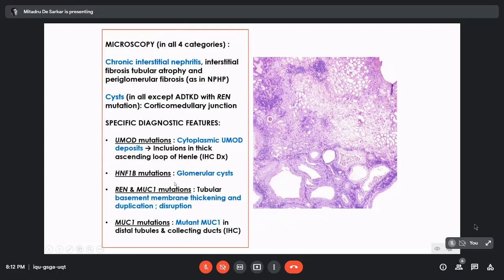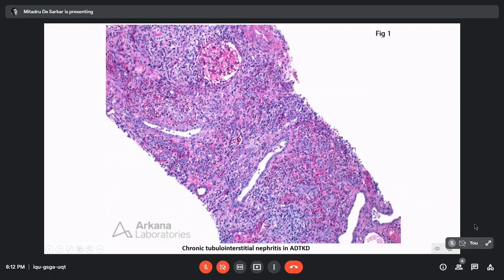HNF1B mutation is associated with a primary glomerulocystic change, which we'll be subsequently talking about when we come to the category of glomerulocystic disease. MUC1 mutation, as I said, the mutant MUC1-FS can be detected by IHC. So, tubulointerstitial fibrosis, so the overall appearance is that of a chronic interstitial nephritis and cysts sometimes, especially around the corticomedullary junction. So, this particular slide shows the entire picture. I guess this is a PAS stain slide because it gives a kind of magenta hue.